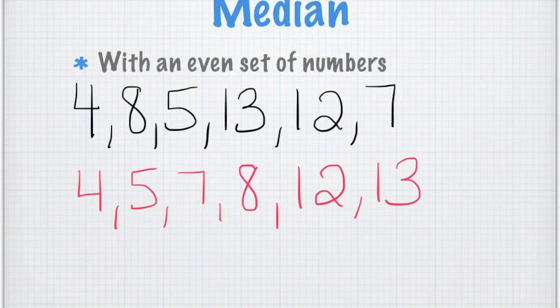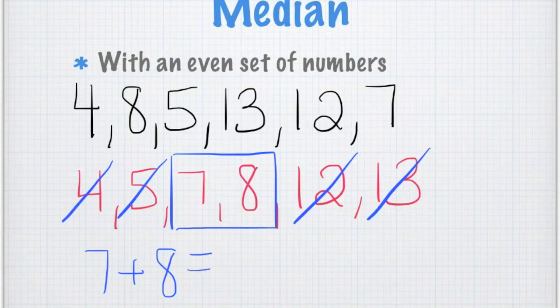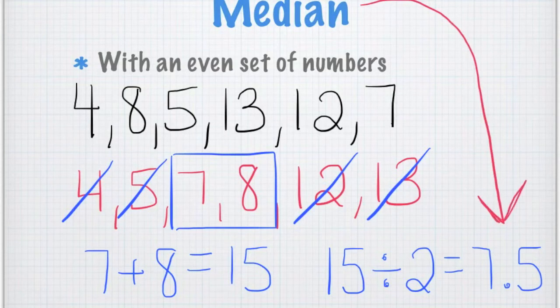And again, starting from the left, I cross off 1 on the left, 1 on the right, another on the left, another on the right, and I'm left here with 2 numbers in the middle. So I'm going to add up those 2 numbers, 7 plus 8, which gets me 15. And then I'm going to divide 15 by 2. So 15 divided by 2 equals 7.5. And that is your median for this set of numbers.